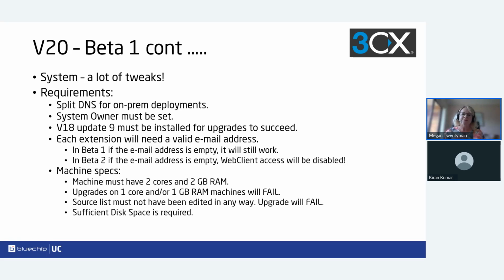The other thing that's been announced, which is really important to highlight, is that the machine specifications have changed. Machines must have 2 cores and 2 gigabytes of RAM. Any upgrade trying to happen on a single core or 1 gig RAM machine will fail, and that's part of the document that they've released already about people upgrading from their test systems on version 18 to version 20.